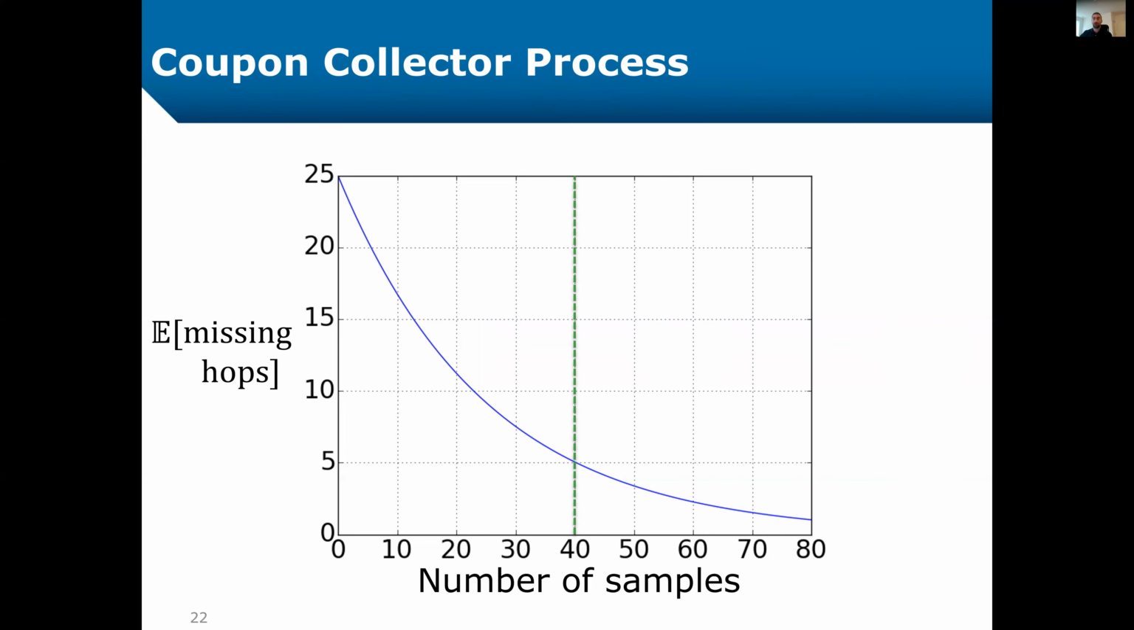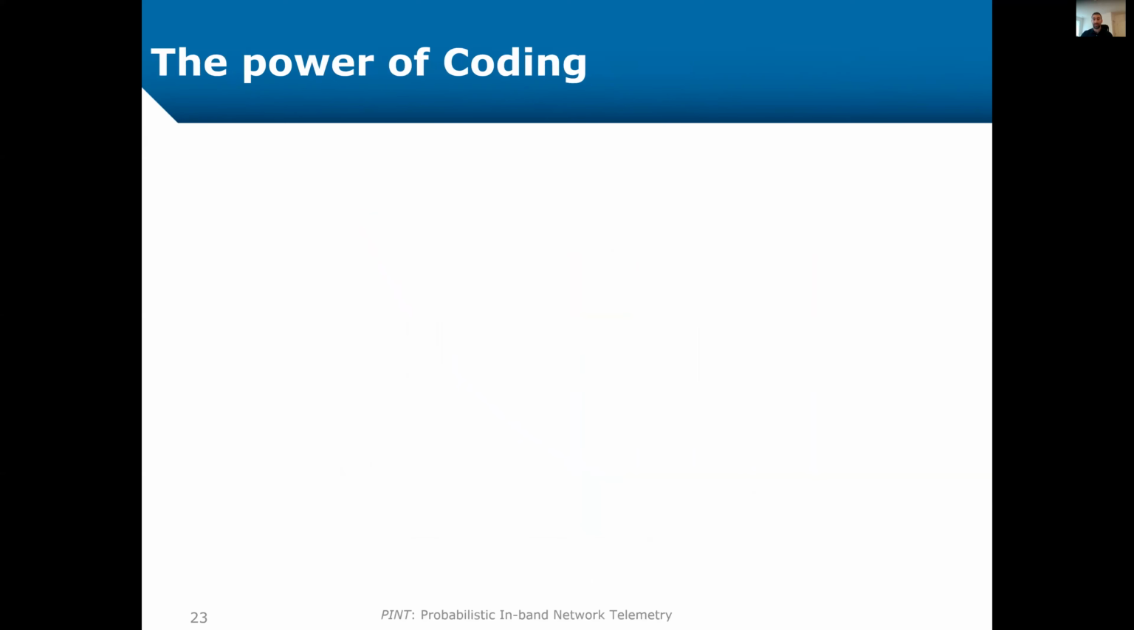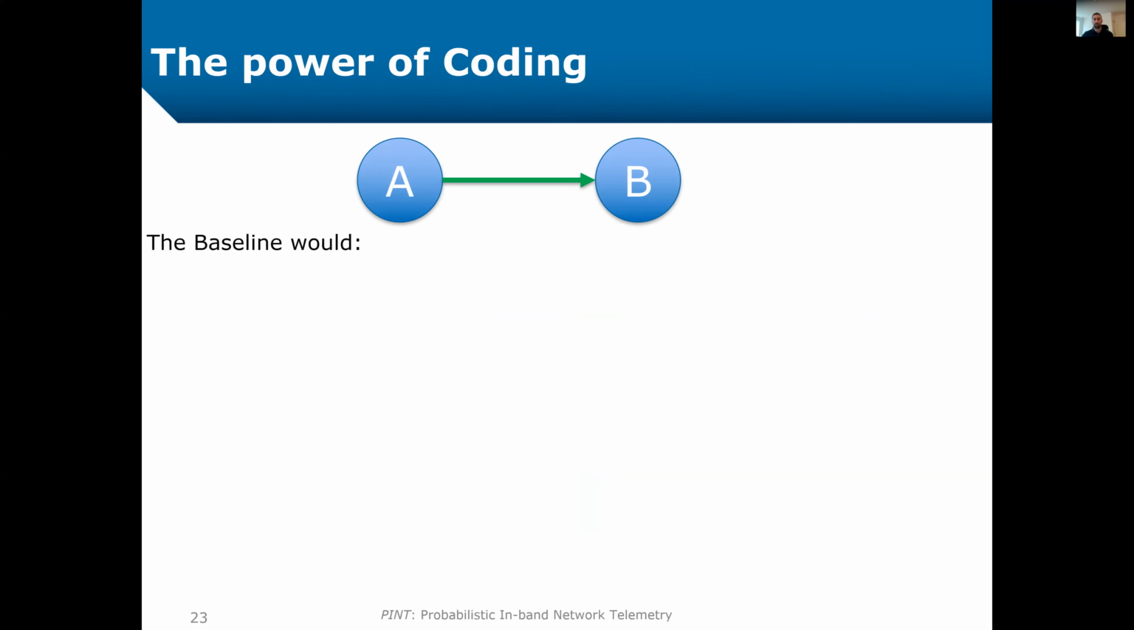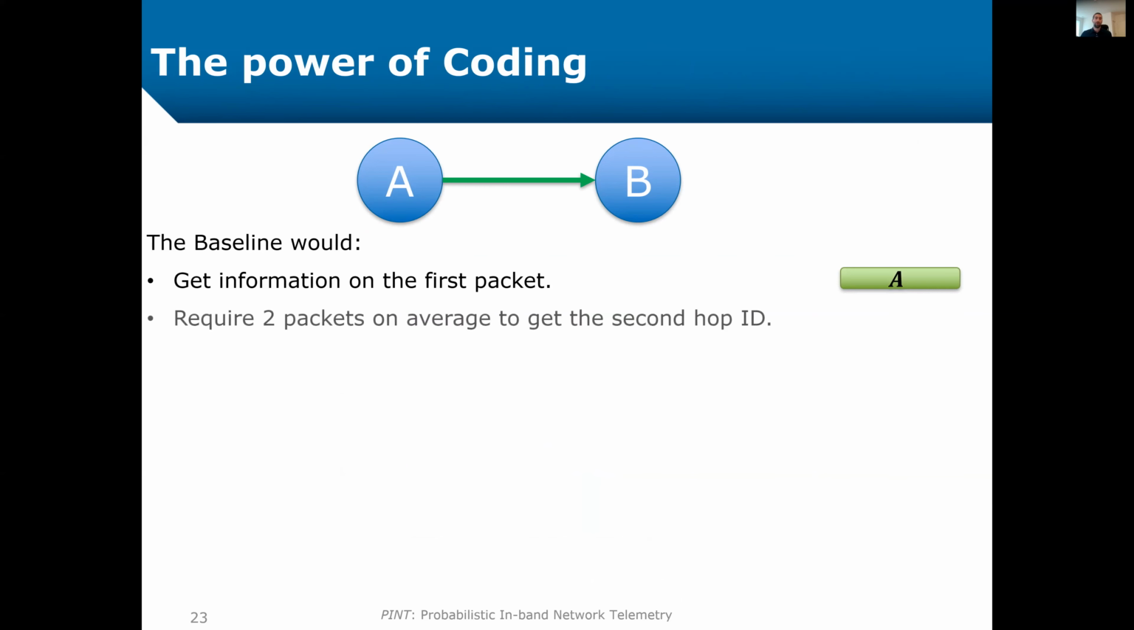So this is what we're going to try to improve, and we're going to do this using coding. I'm going to give you some intuition about it. Let's say that I have this path of 2 hops. The way the baseline would work is that the first packet would always carry some ID, like A, right? But now each consecutive packet is only going to carry the other hop ID with a probability of 1/2. So on average, we would need 2 packets before we can figure out the path, or 3 packets overall.